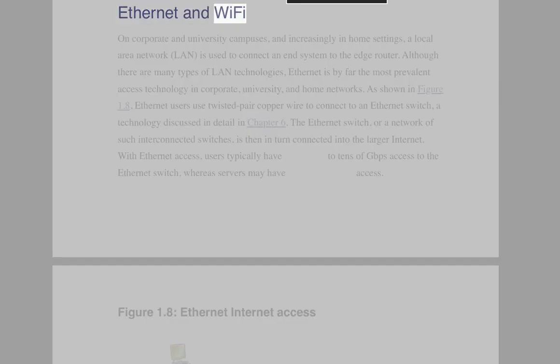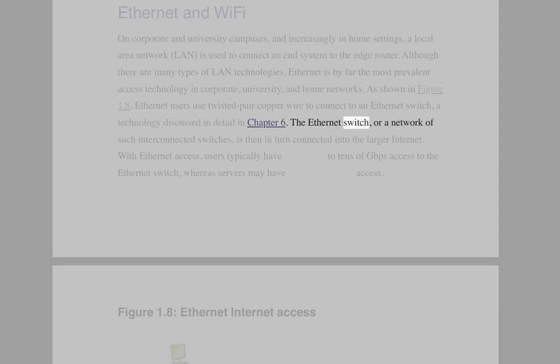Ethernet and Wi-Fi. On corporate and university campuses, and increasingly in home settings, a local area network, LAN, is used to connect an end system to the edge router. Although there are many types of LAN technologies, Ethernet is by far the most prevalent access technology in corporate, university, and home networks. As shown in Figure 1.8, Ethernet users use twisted pair copper wire to connect to an Ethernet switch, a technology discussed in detail in Chapter 6.